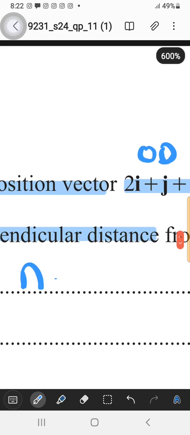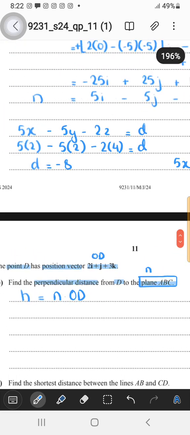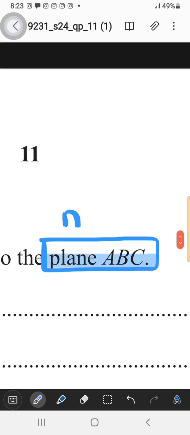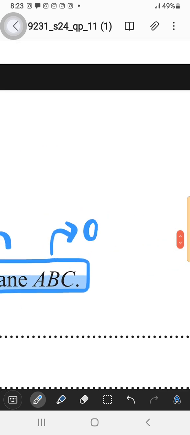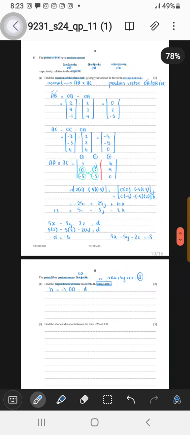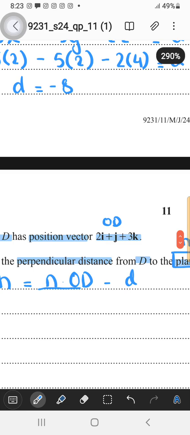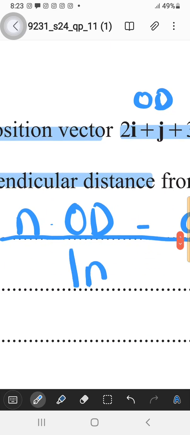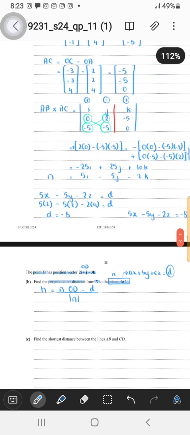OD means the position vector, the point from which we are finding the distance, minus D. From this, as it was AX plus BY plus CZ equal to D. So this D is here, minus D, divided by modulus of n. I hope you get this. We have to memorize this formula.